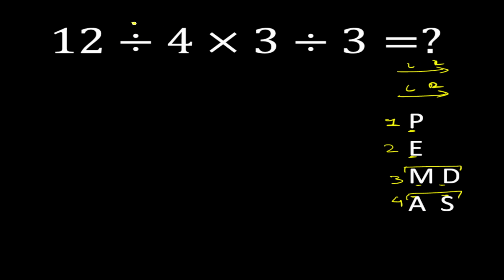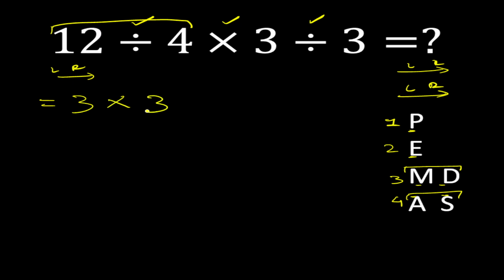So in this question we have one division, one multiplication and one another division. So all have equal priority because multiplication and division both have equal priority. So we have to solve it from left to right. So first we have to solve this division. 12 divided by 4 is equal to 3. Multiply 3 divided by 3.